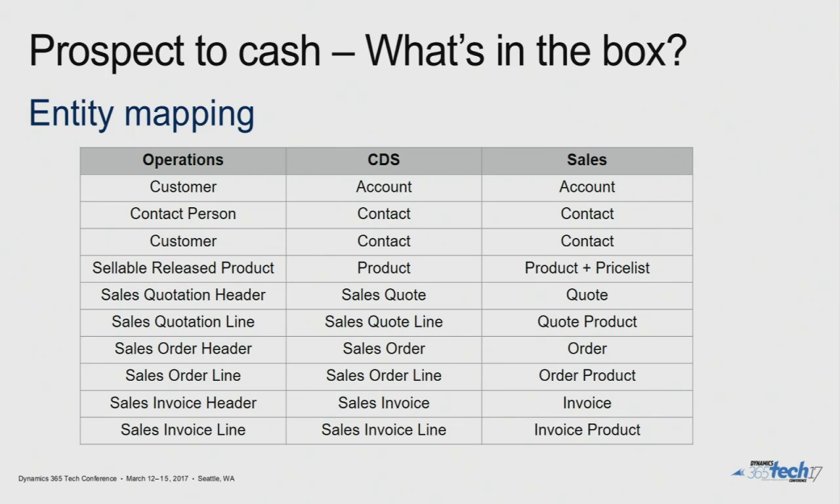On the sales side, however, the product and the price list are separated. So here we have to put the product in one entity and the price in the price list. So we will be creating both a product record and a price list record.